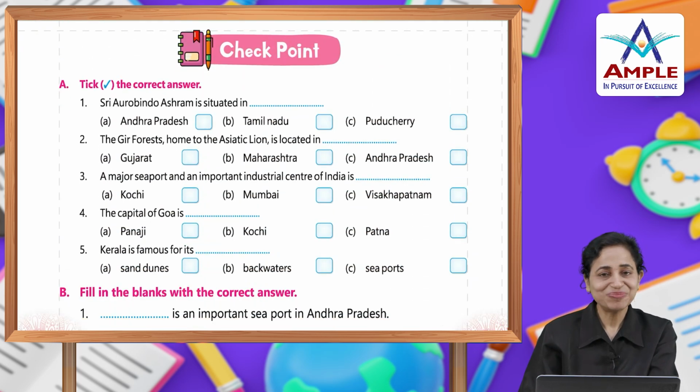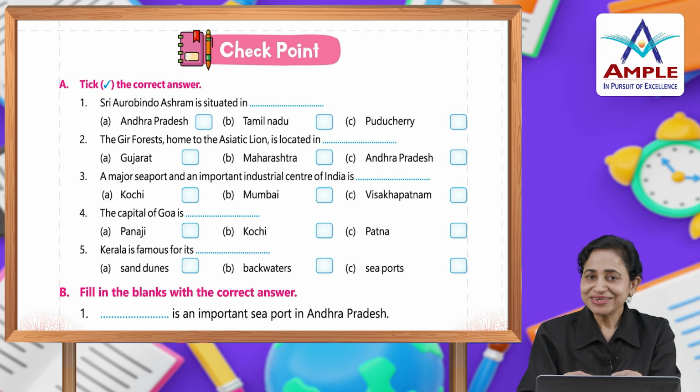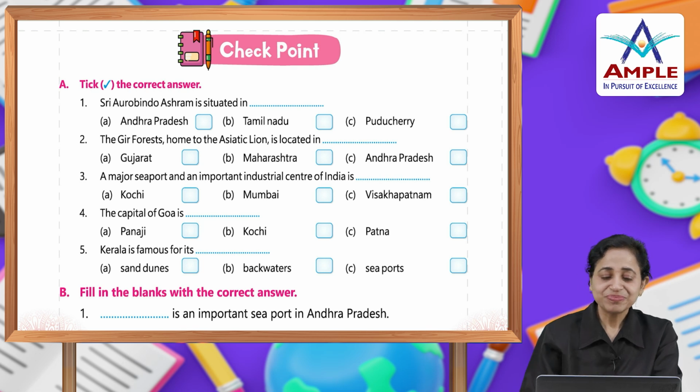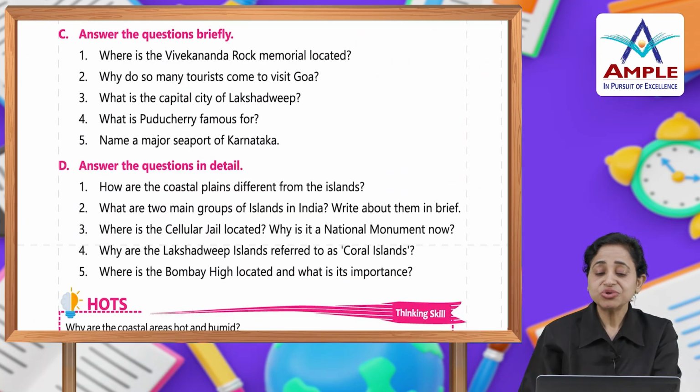Let's have a look at the checkpoint. Your turn, my dear children. Tick the correct answer. Some options are given. Choose the correct option and write it in the blank. Fill in the blanks with the correct answer. You have to choose the word from the chapter for this statement which is missing here. Answer the questions briefly and answer the questions in detail. In brief you have to write 3-4 lines, and in detail you have to write it properly.